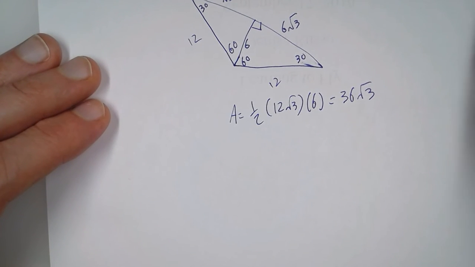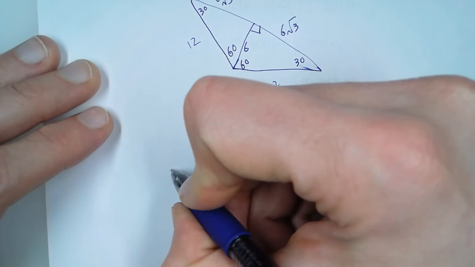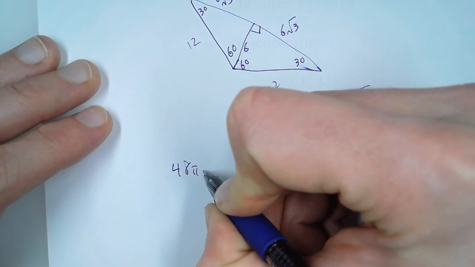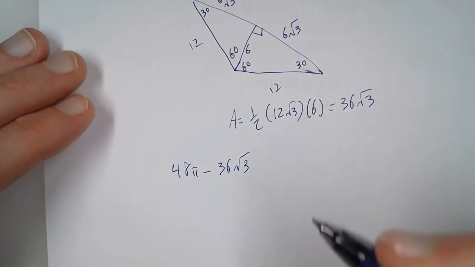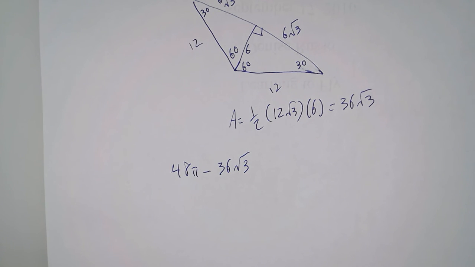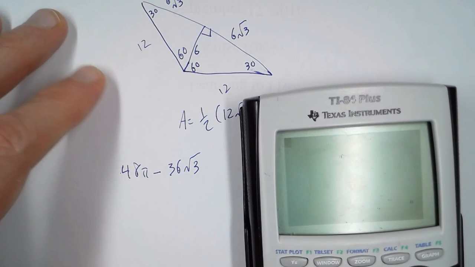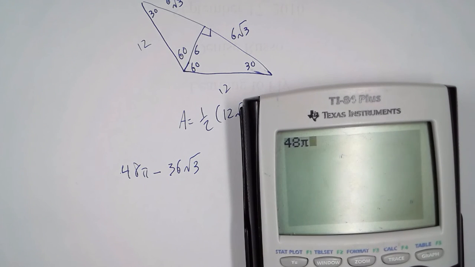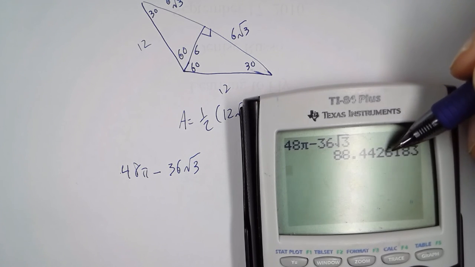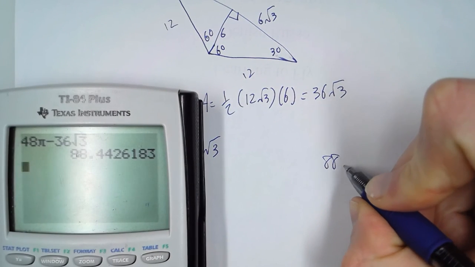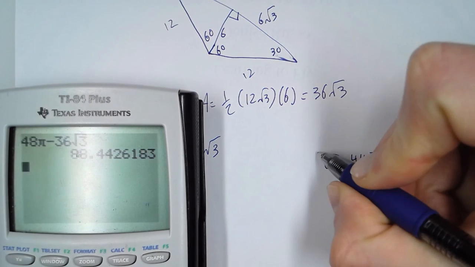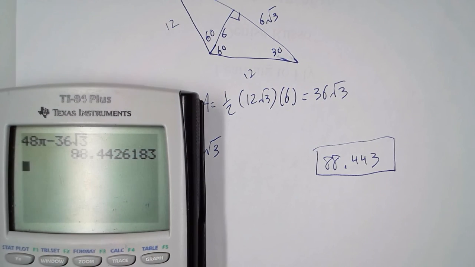So then what we need to do to get the area of the segment is to take the sector, 48 pi, and subtract 36 radical 3. Now that would be our exact answer, but this question wants us to calculate this as a decimal. So 48 pi minus 36 radical 3. And so when we round that to the nearest thousandth, that 2 is going to be rounded up. So that means we're going to have 88.443. And there is our answer. And we're done.